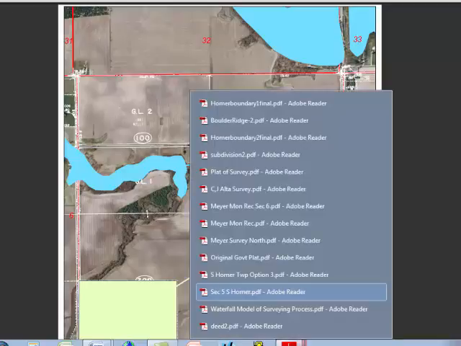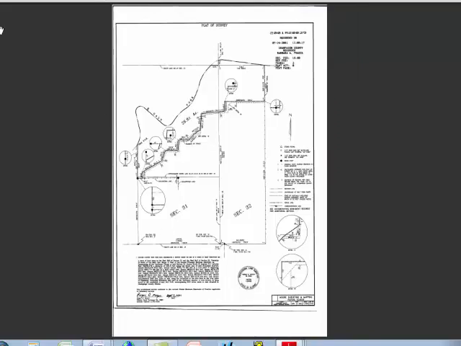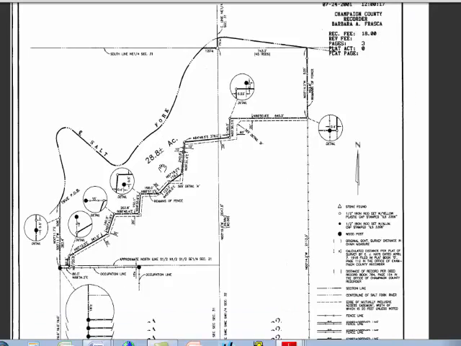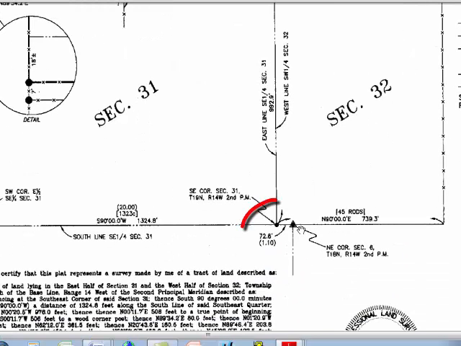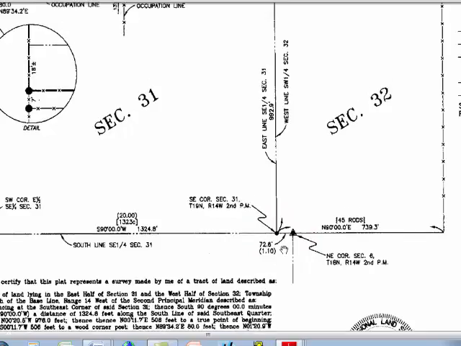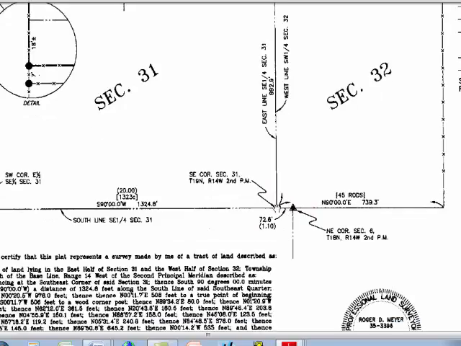A little research took us to a survey that was done to the north. A friend of mine named Roger Meyer had done a survey in that area, and certainly he shows section 31 and 32. Here he shows the northeast corner of section 6, which is also the northwest corner of our section 5. Now here he is showing a difference between the southwest corner of section 32 and the northwest corner of section 5, as we discussed in the government plat just a little bit ago.